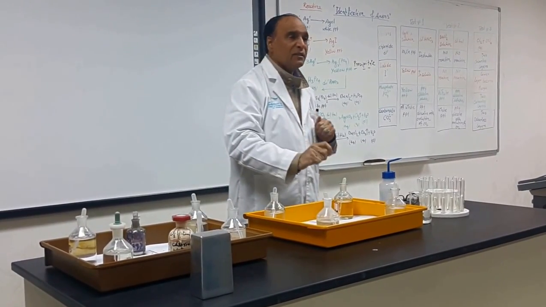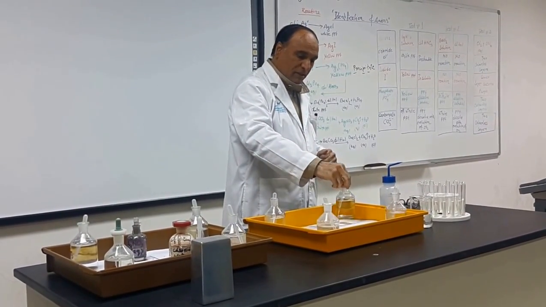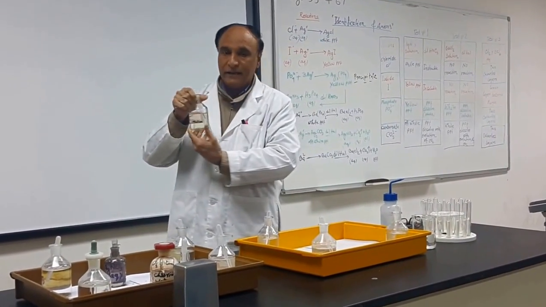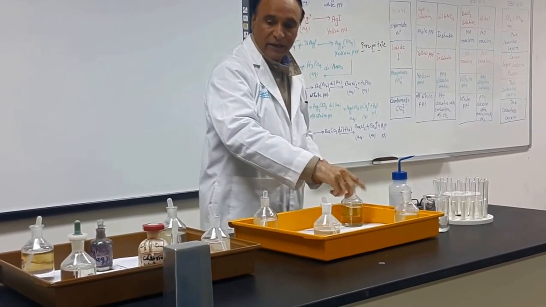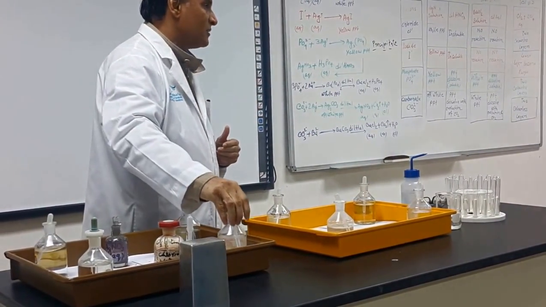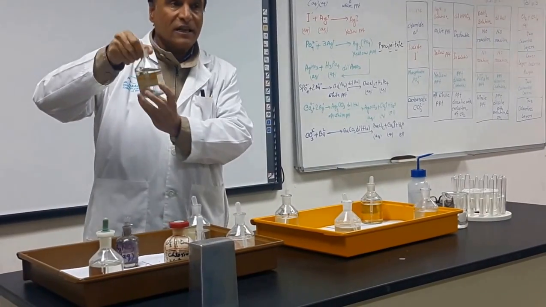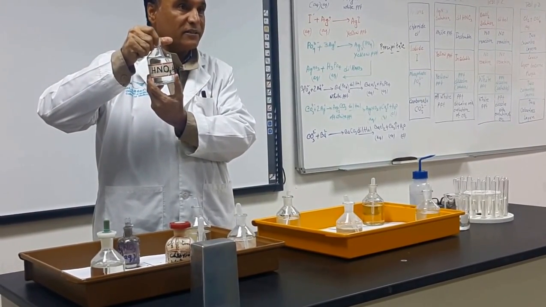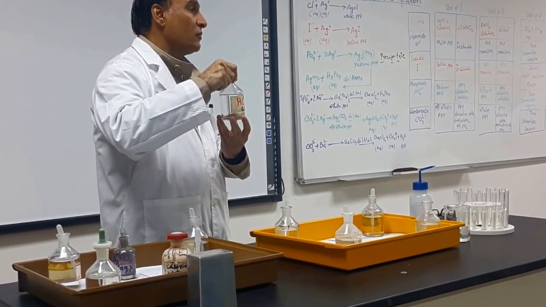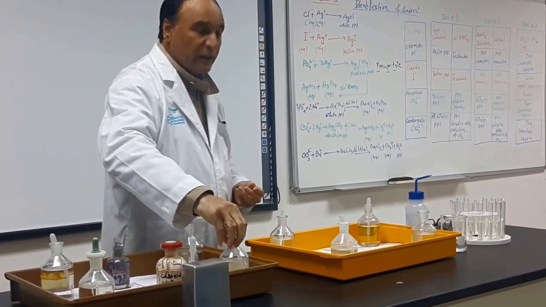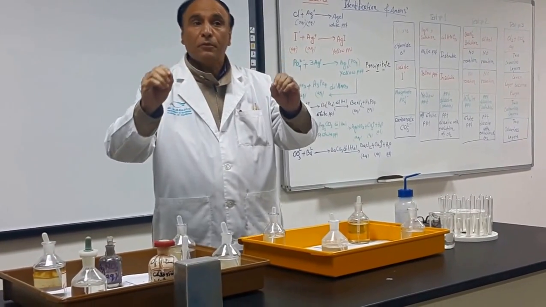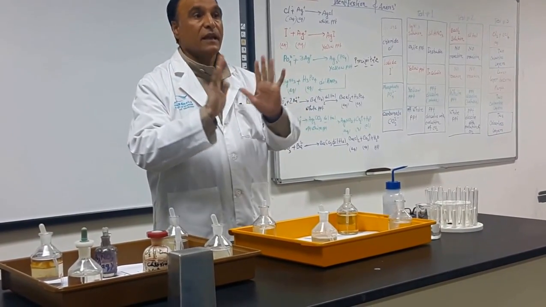Whenever you take anything from any bottle, you must read the label. First of all, you must read the label. If you are taking iodide, this is the iodide. If you want to take acid, which acid do you want? This is an acid, this is an acid, this is an acid. So this is nitric acid, HNO3. Make sure that you are taking nitric acid if you need it. This is hydrochloric acid. Make sure of what you are going to take. Read the label.